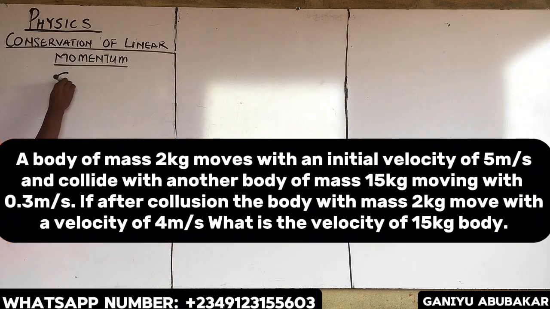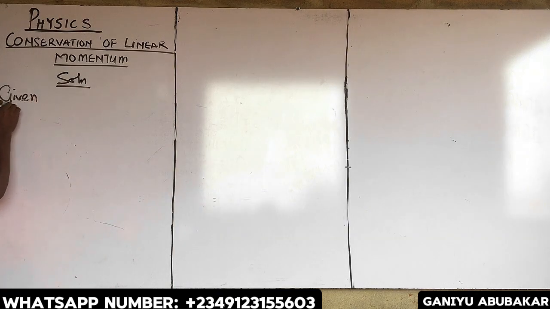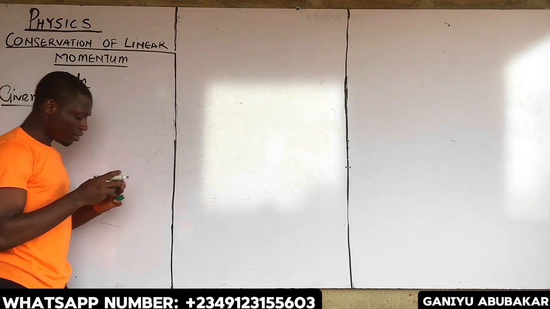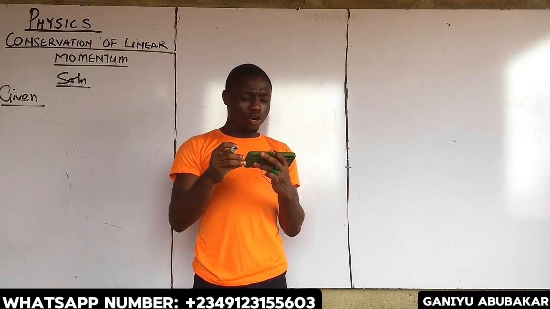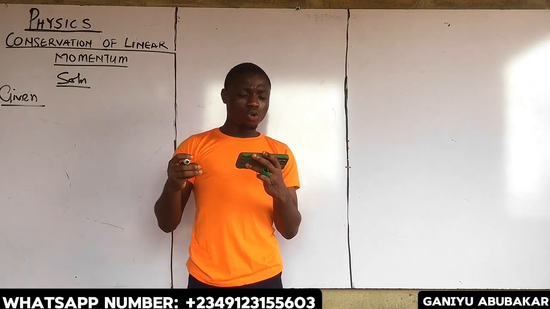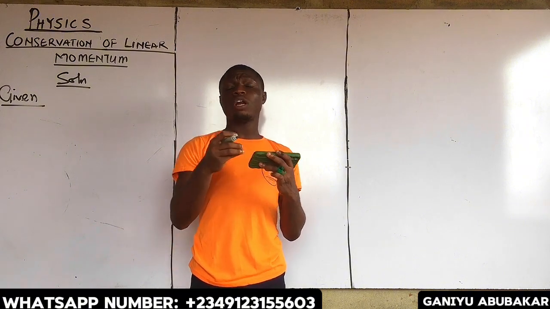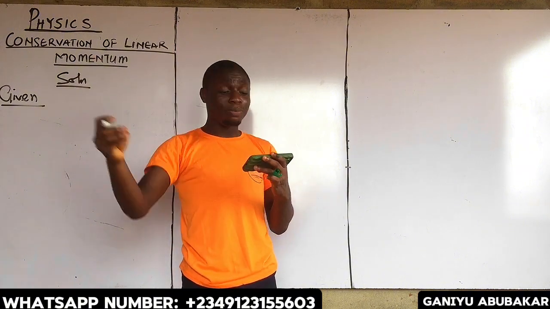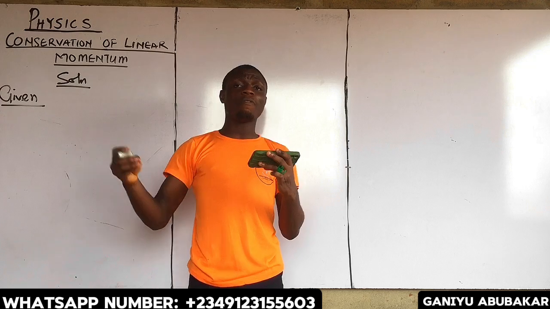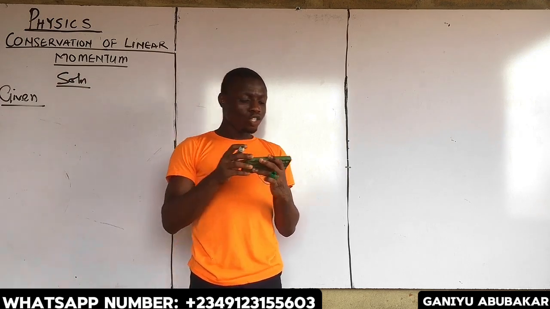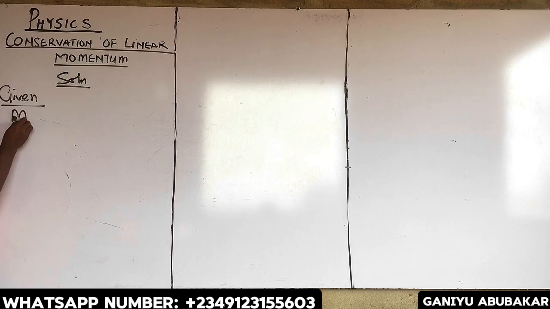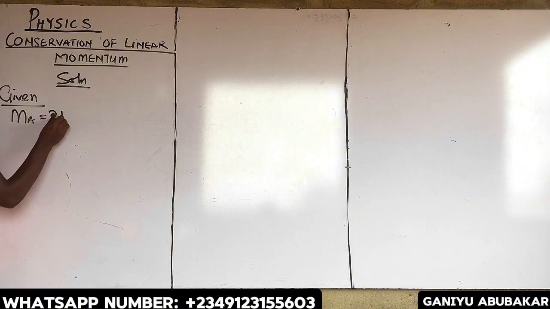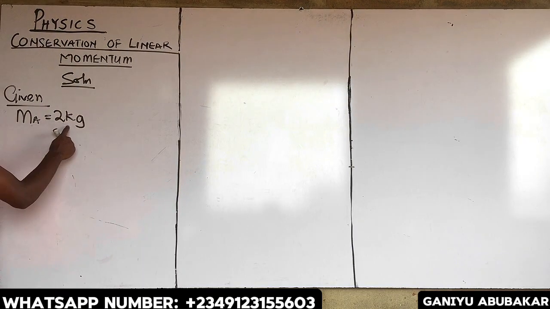Our first task in science is to what? List out the given parameters. What are you given? From there, I'm seeing that I have two masses, 2 kg and 15 kg. Let's call the 2 kg the mass of object A and 15 kg the mass of body B. So a body of mass 2 kg, let's call it MA. MA is equal to 2 kg.